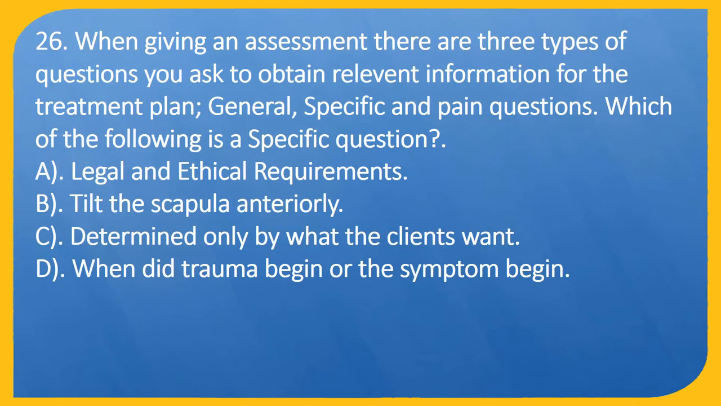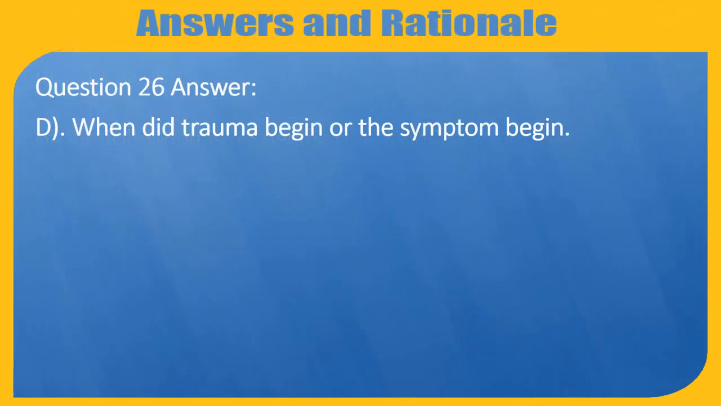activity. Question 26. When giving an assessment, there are three types of questions you ask to obtain relevant information for the treatment plan: general, specific and pain questions. Which of the following is a specific question? A. Legal and ethical requirements. B. Tilt the scapula anteriorly. C. Determined only by what the clients want. D. When did trauma begin or the symptom begin? Question 26. Answer. D. When did trauma begin or the symptom begin?